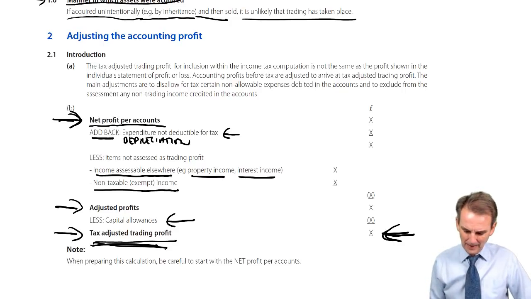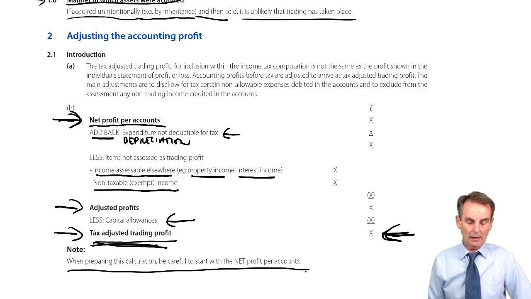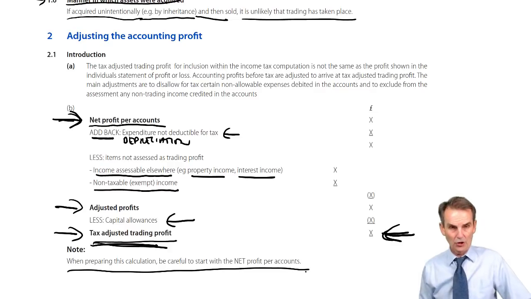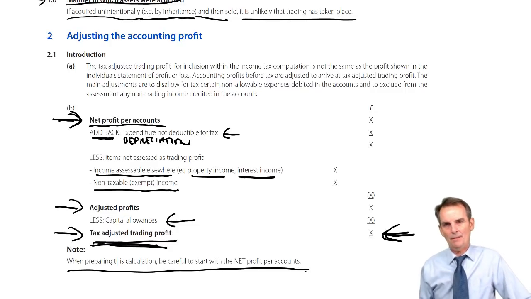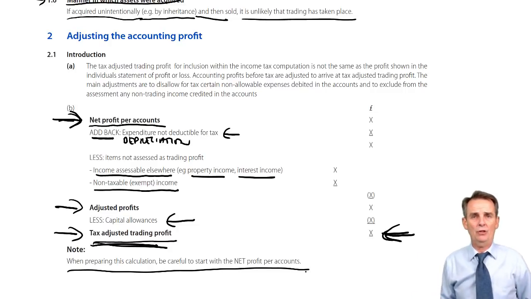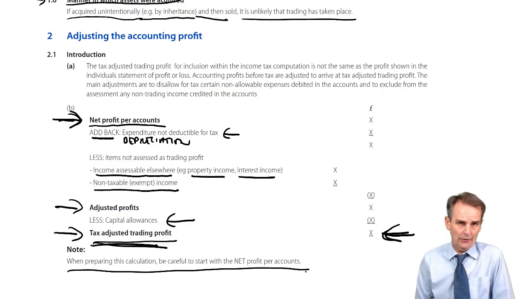All right. Always be careful to start with the net profit as per the accounts. It will be clearly identified. You pick that up as your starting point. Now, this process of adjustment of profits, now that we've got objective testing, the multiple choice questions, can be tested in different ways. You could still get a written question. In Section C, we know that one of the 15-mark questions will be on income tax and the other 15-mark question will be on corporation tax.